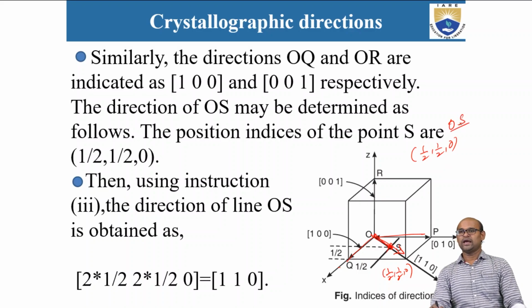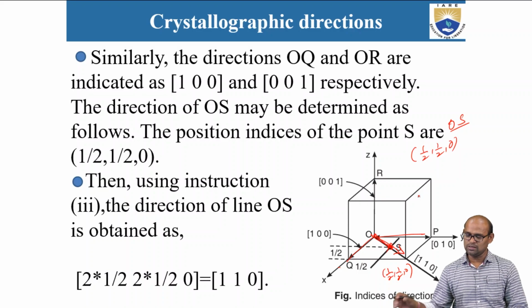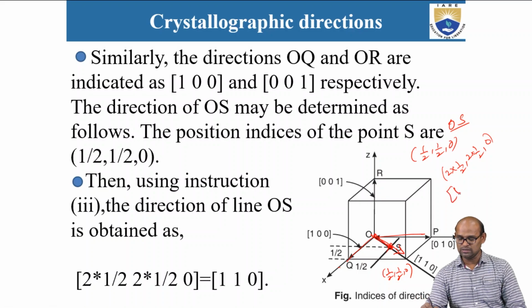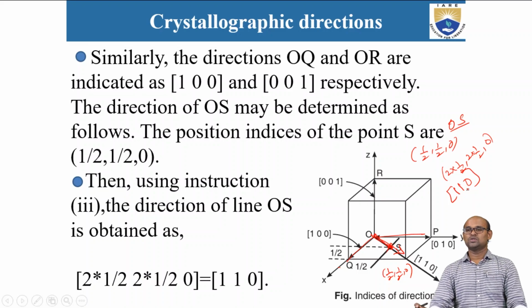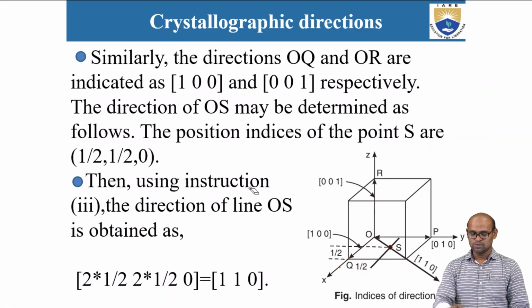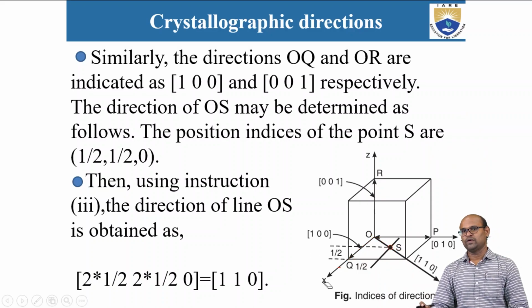We want to write the index of this direction OS. So first we are going to write the index of the lattice site, that is 1 by 2 comma 1 by 2 comma 0. Then if there are any fractions, we need to multiply with the least common divisor. So we multiply 2 into 1 by 2 comma 2 into 1 by 2 comma 2 into 0. So that is 1 comma 1 comma 0. Now we write the index of the direction: that is 1 1 0. So this is the index of the direction OS.